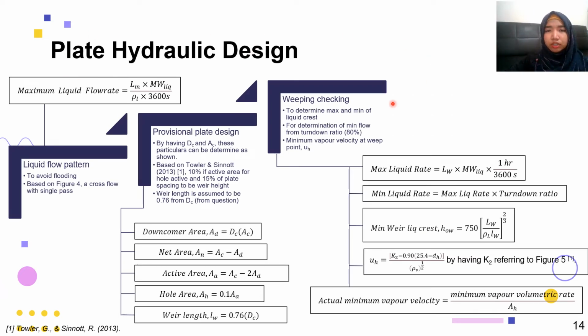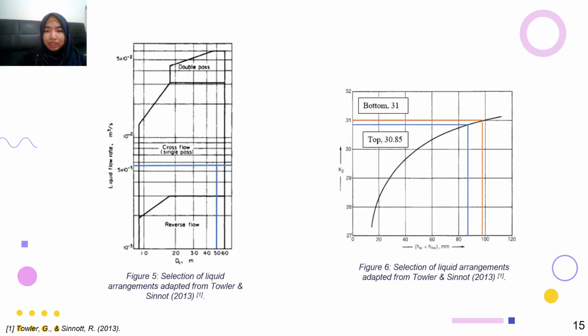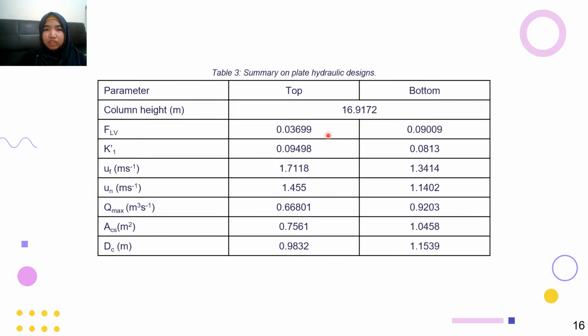Then we proceed to plate hydraulic design, where the liquid flow rate will be determined by using this equation, and from there you can see that a cross flow with single pass will be taken, and then proceed for provisional plate design, where by referring to the reference, these particulars can be calculated for the provisional plate design. And then to avoid weeping from occurring, weeping checking needs to be calculated by determining the minimum vapor velocity at the weep point. And these figures are used for the calculations in the previous slide. And these are a part of summary on plate hydraulic designs.